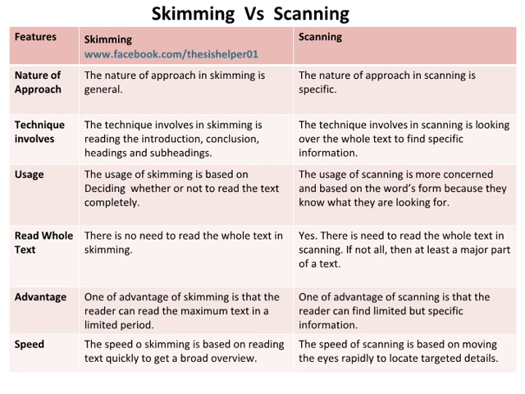One advantage of skimming is that the reader can read the maximum text in a limited period. Whereas, one advantage of scanning is that the reader can find limited but specific information. The speed of skimming is based on reading text quickly to get a broad overview. Whereas, the speed of scanning is based on moving the eyes rapidly to locate targeted details.